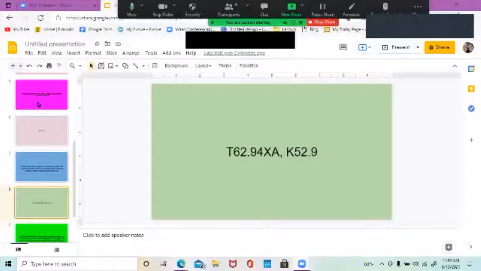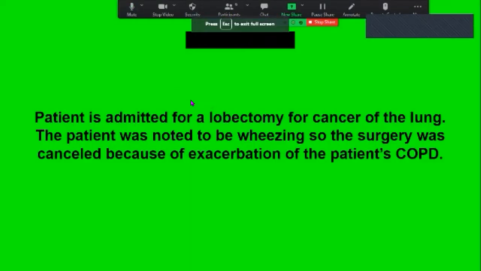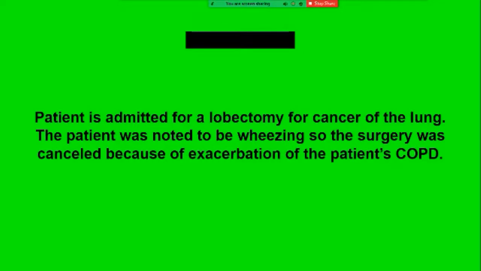I had to come back and look at y'all before I showed you the last one, right? Because I was concerned. Okay, the patient is admitted for a lobectomy for cancer of the lung. Miss Elise and Kedra, you're going to look up cancer of the lung. You're going to go to cancer, then lung.